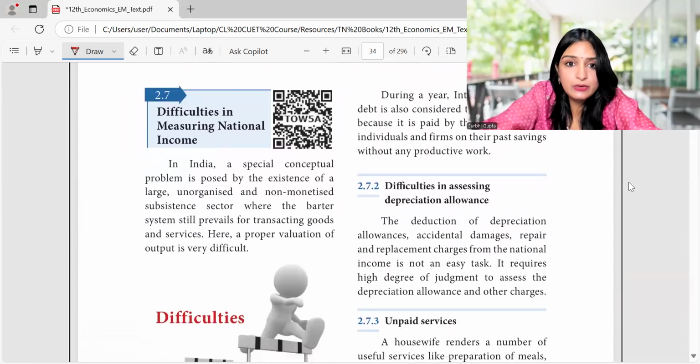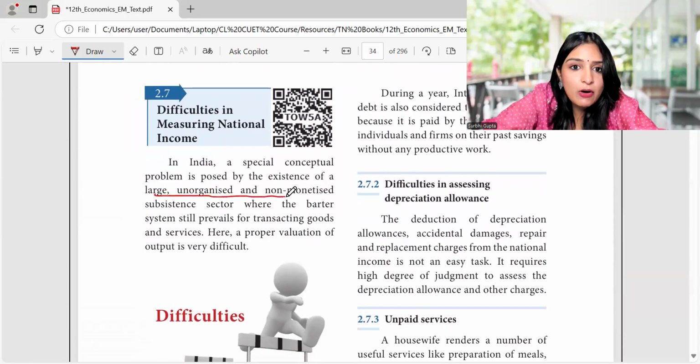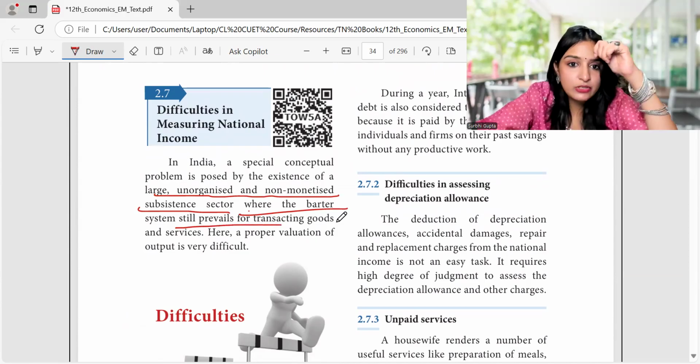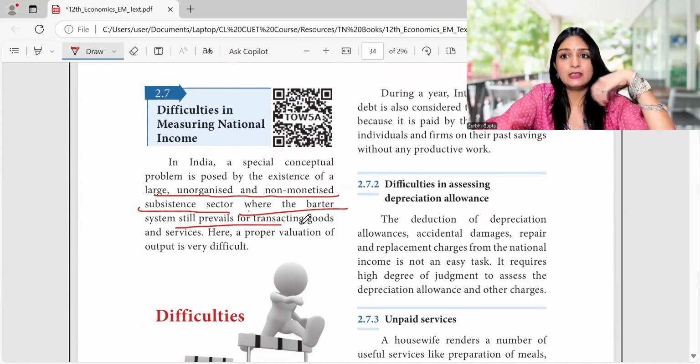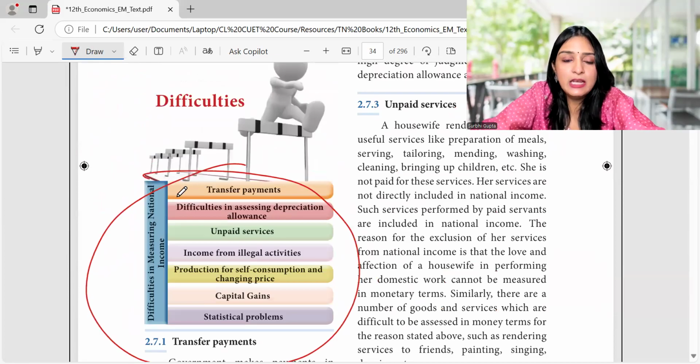Then there are difficulties. In India, a special conceptual problem is posed by the existence of a large unorganized and non-monetized subsistence sector, where the barter system still prevails for transacting goods and services. So in India especially, there's a huge problem. And what are the difficulties? These are the difficulties in crux that you can see.